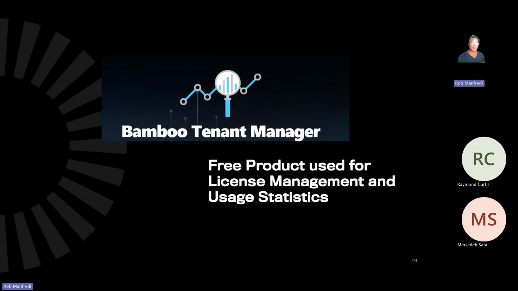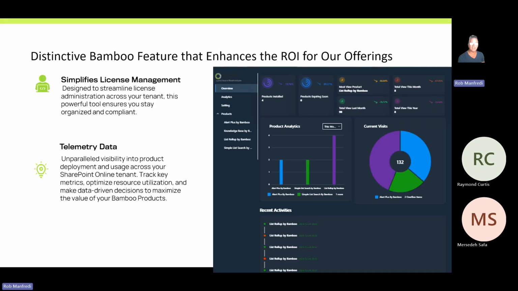All of our products come with a free product called Bamboo Tenant Manager. This is a free product that is actually used to license the products, but it also shows some telemetry. So that's usage statistics of what products are installed where, how often they're being accessed and used, and the like. So this gives you some nice insights into how often people are hitting pages with our products on it.